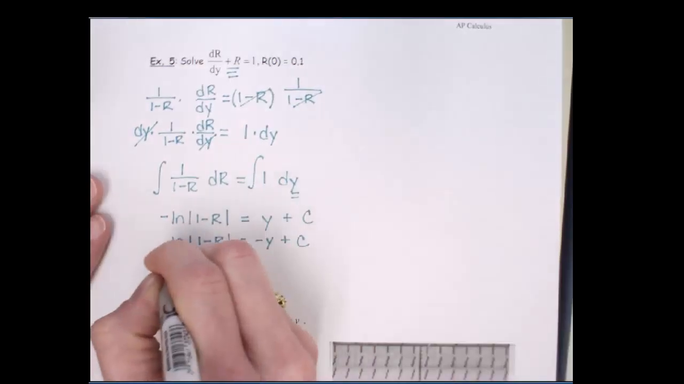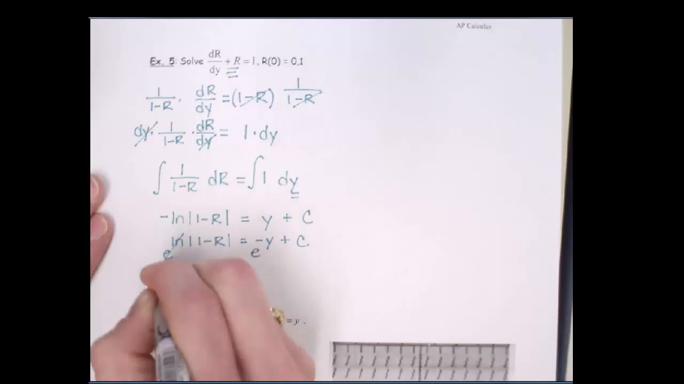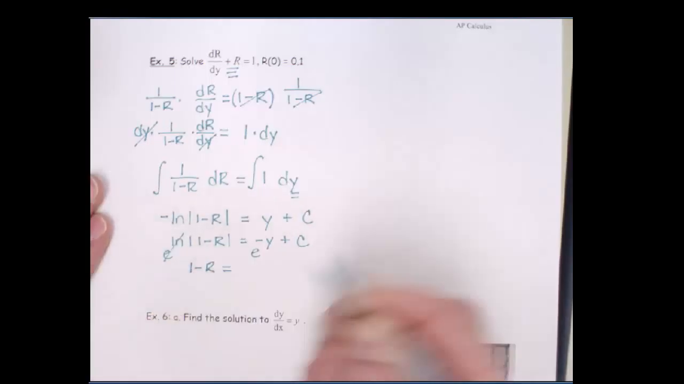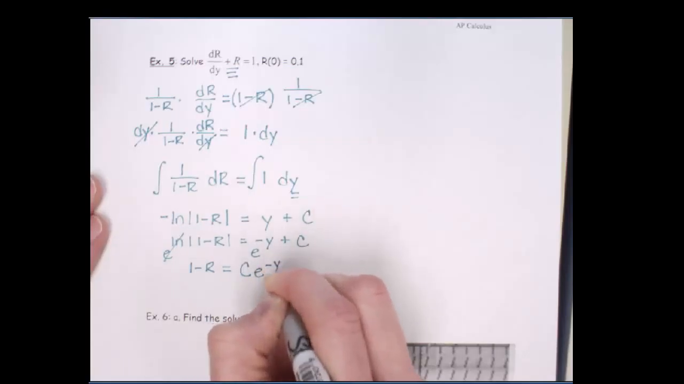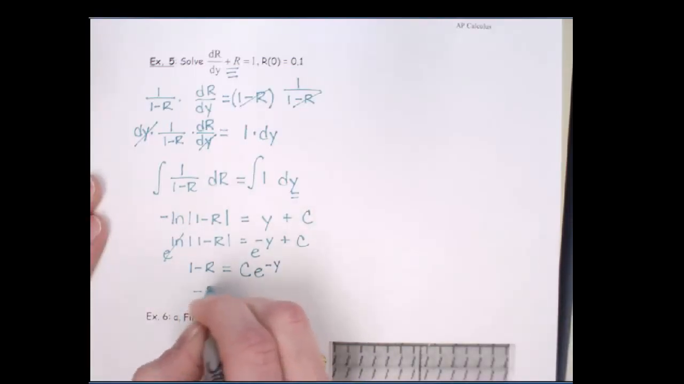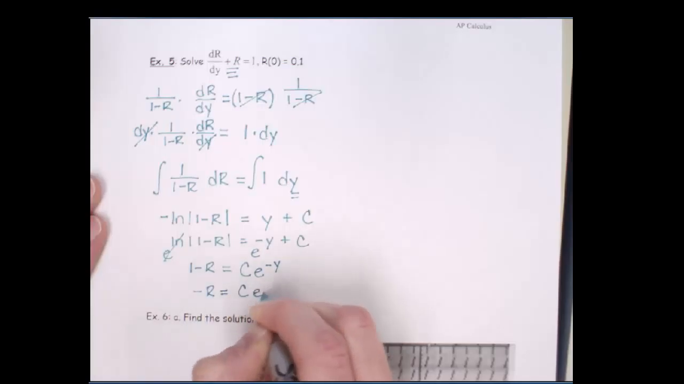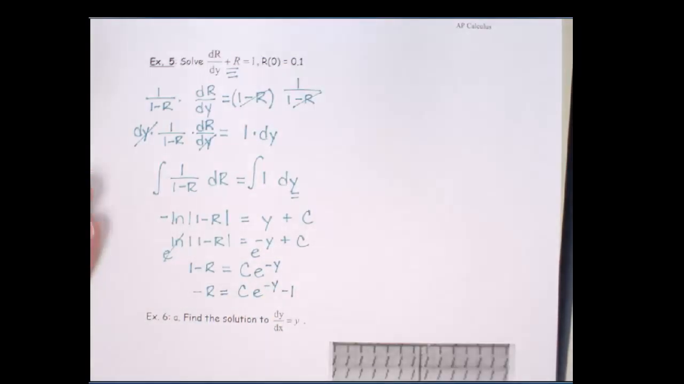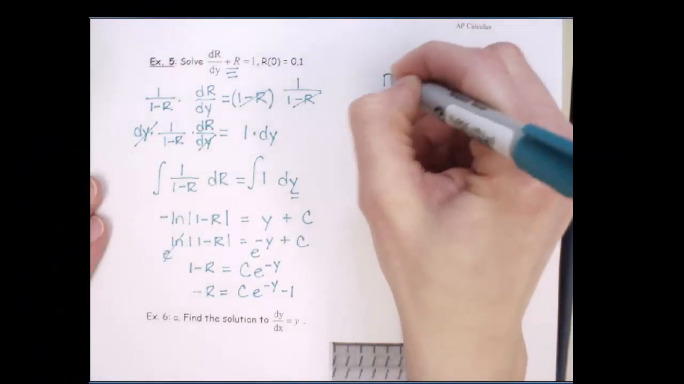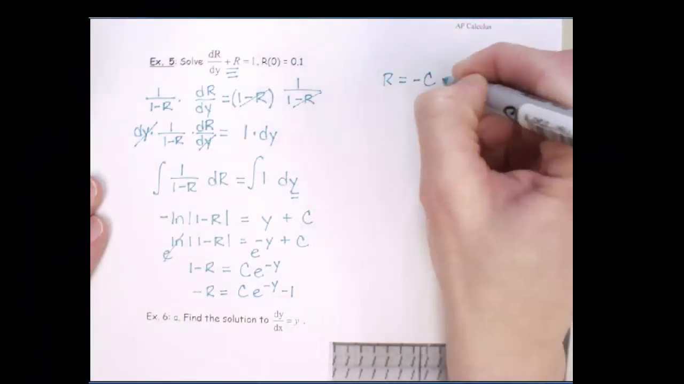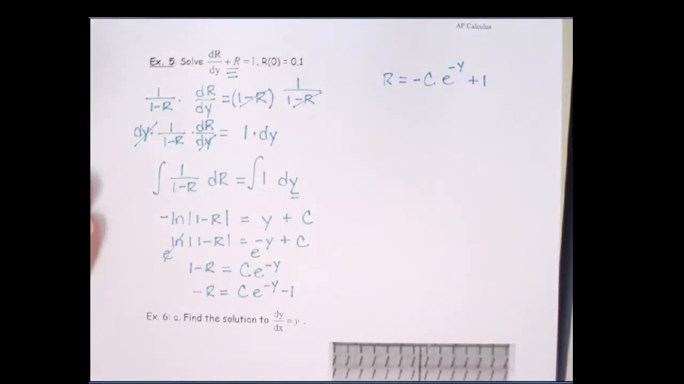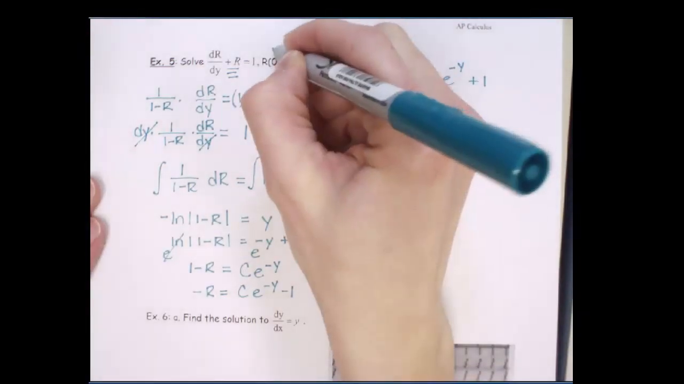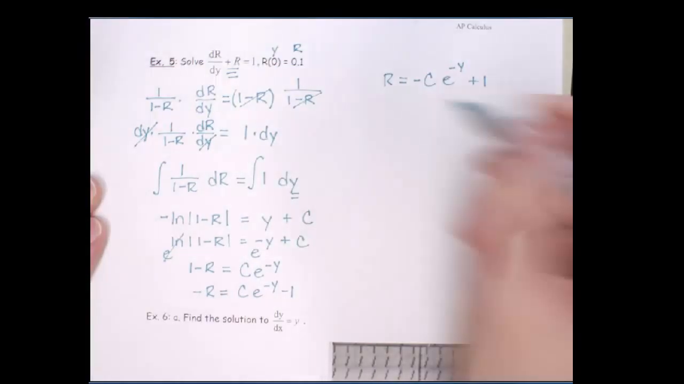And now I can take the e of both sides. So I get 1 minus r equals e to the -y plus c. I'm just going to bring that c down. I'm going to subtract 1, and then I'm going to multiply through by another negative. So I end up with r equals negative c e to the negative y plus 1, because I had to multiply all the terms by negative 1. And then again, I'm going to use the given point, so this is 0 and this is r, to solve for c.